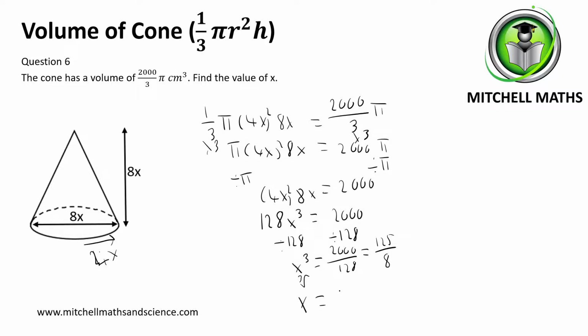So x is equal to the cube root of 125 over 8. And the cube root of 125 is 5. The cube root of 8 is 2. 5 over 2, which is equal to 2.5. So your value for x is 2.5.